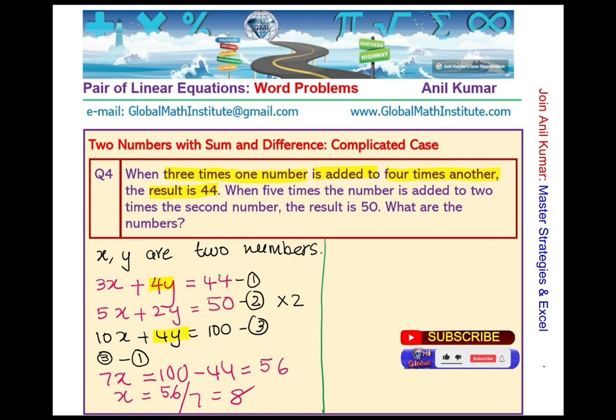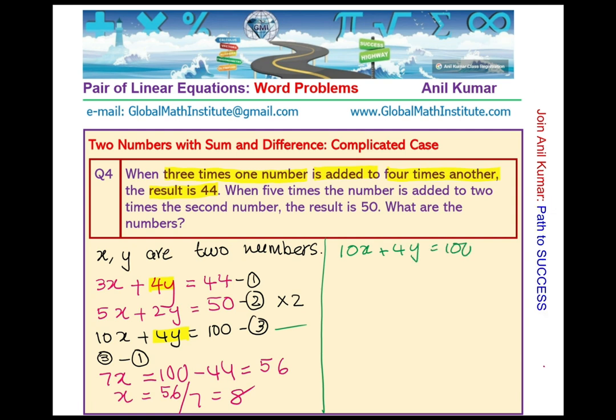Now we can substitute this value in any one of our equations, right? So let's use equation 3. So we have this equation 10x plus 4y equals 100. You could use equation number 1 also. That is better because it's simpler, right? So we'll use equation 1. Or we can use equation 1 or 2, right? So let's use equation 2: 5x plus 2y equals 50. Correct. No problems. Any one of them.